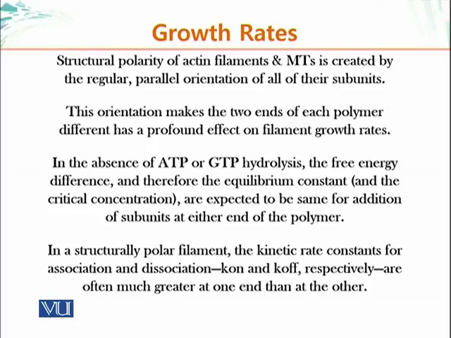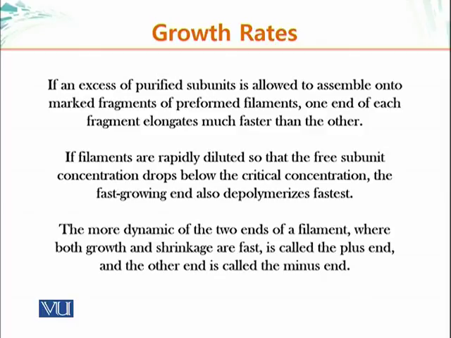In structurally polar filaments, the kinetic rate constants for association and dissociation, which we refer to as K on and K off, are often much greater at one end rather than the other. If an excess of purified subunits is allowed to assemble onto marked fragments of the preformed filaments, one end shows preferential addition of monomers as compared to the other one. So the monomers are adding faster and that end elongates faster than the other end.